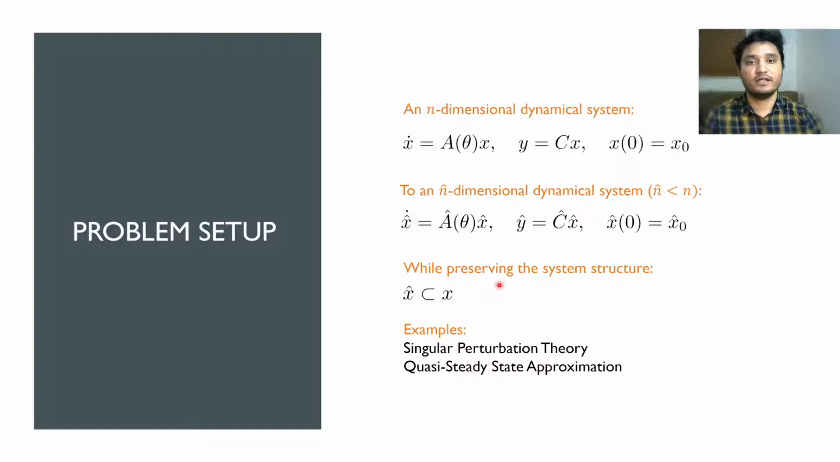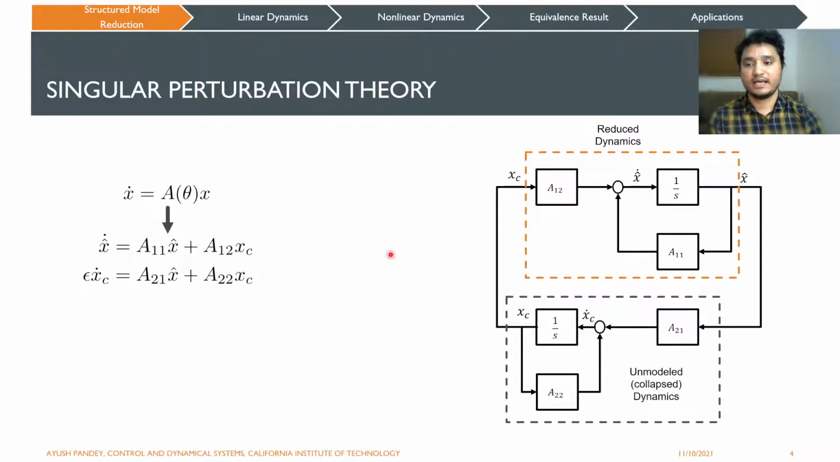An example of this kind of model reduction is the singular perturbation theory-based model reduction that has been studied in the literature for decades. Singular perturbation theory requires a standard form in which you have to represent the full system, which is given here, for example, where the epsilon xc dot equation is the fast dynamics. So when epsilon goes to 0, we can compute the collapsed state as algebraic relationships to derive a reduced model. And this is represented in the block diagram on the right.